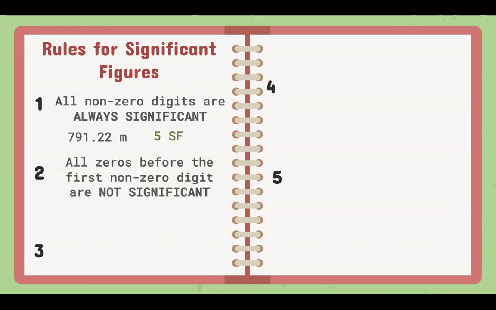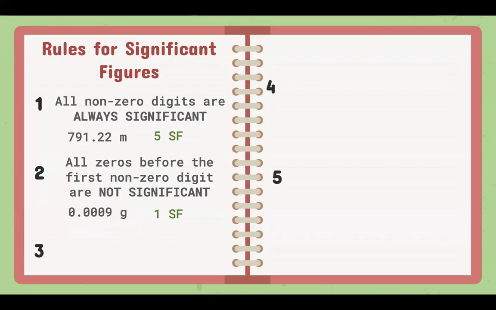Next, rule number 2: all zeros before the first non-zero digit are not significant. Meaning, in this measurement of mass, 0.0009 grams, how many significant figures do we have? If your answer is 1, you are correct. So remember that all zeros before the first non-zero digit are not significant. They are not counted as significant figures.